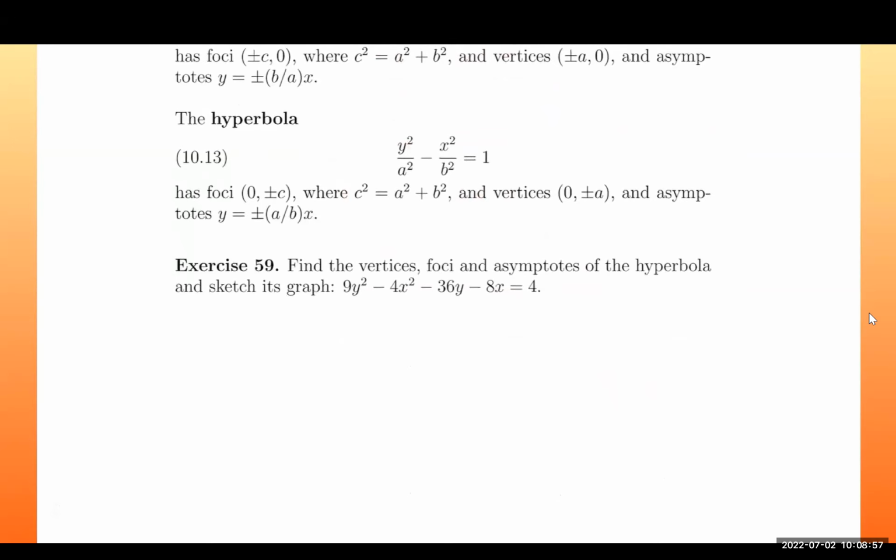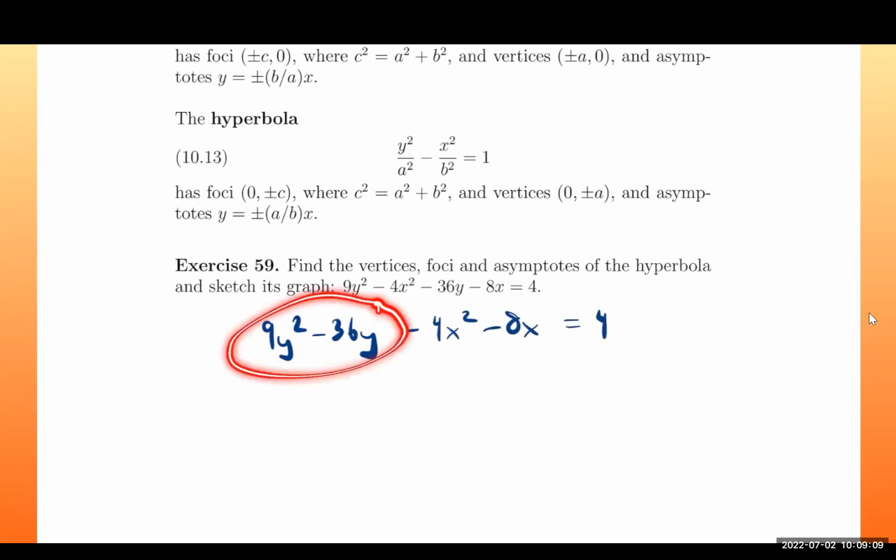In order to get it into either one of these forms, you have to complete the square. So this is how you could do it. Let's group the y's together, so you've got 9y squared minus 36y. Then group the x's together.